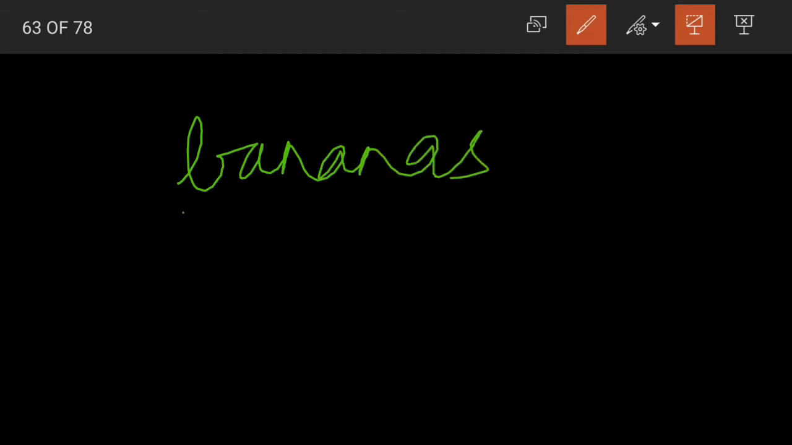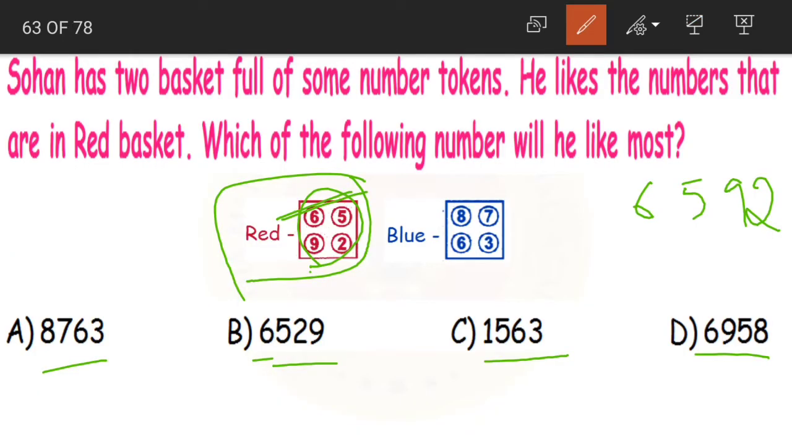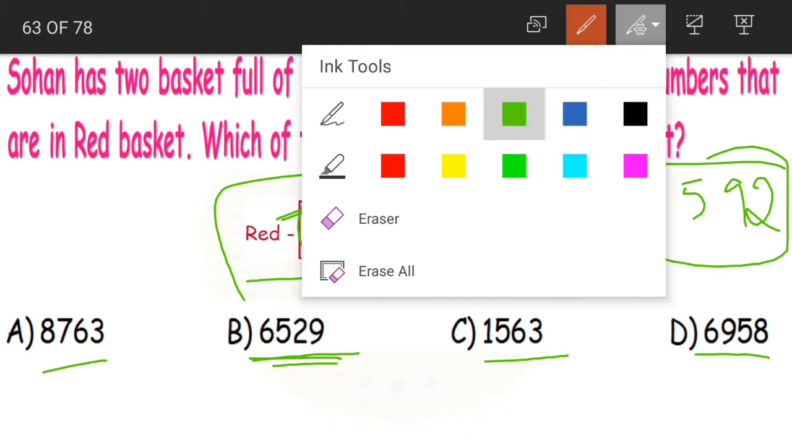Now suppose if I say that I like bananas. I like bananas the most. So what dish will I like? I like a dish which has bananas in it. Yes or no? In the same way, the number which has these digits will be Sohan's most favorite. That will be liked by Sohan the most.